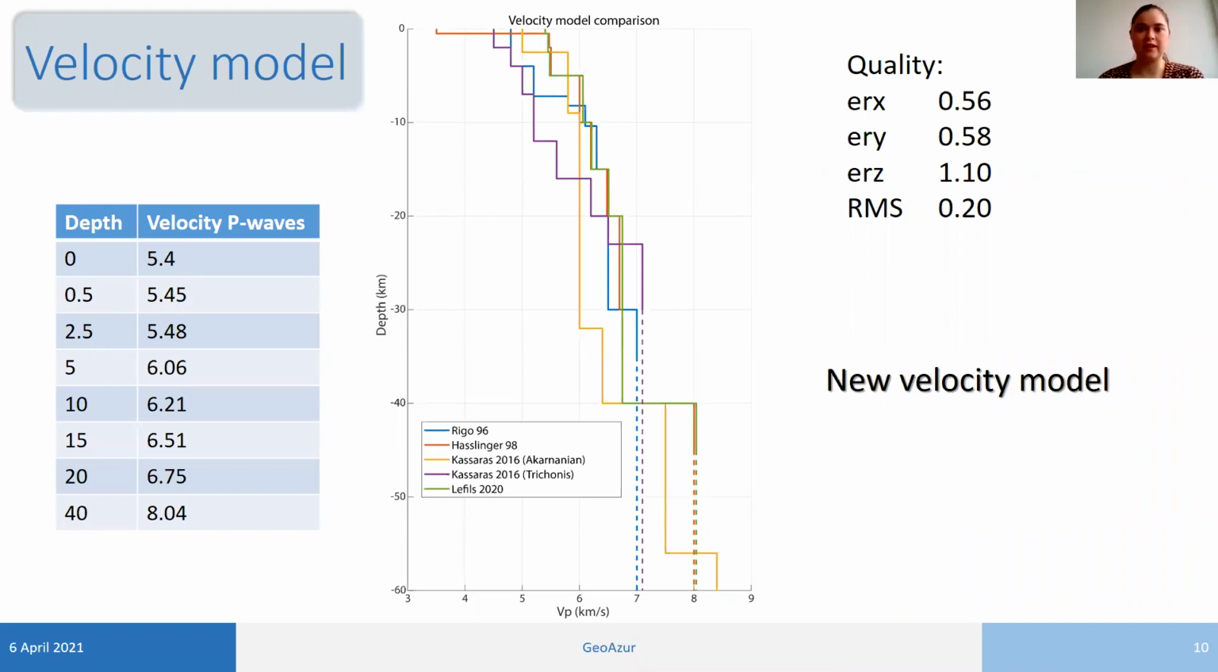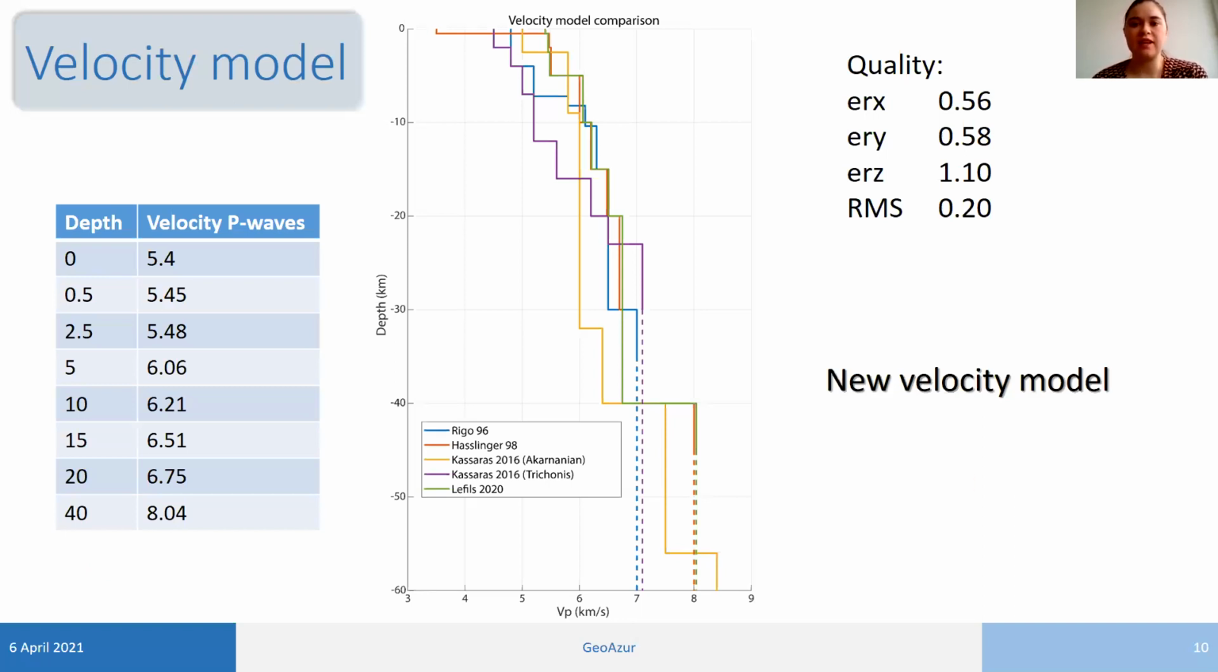And this is the model in green on the graphic. This model is between the surface and 14 kilometers depth and covers all the region from Amvrakikos Gulf to the north to Patras Gulf to the south. If we compare with other models from the same region, we can discuss the differences.